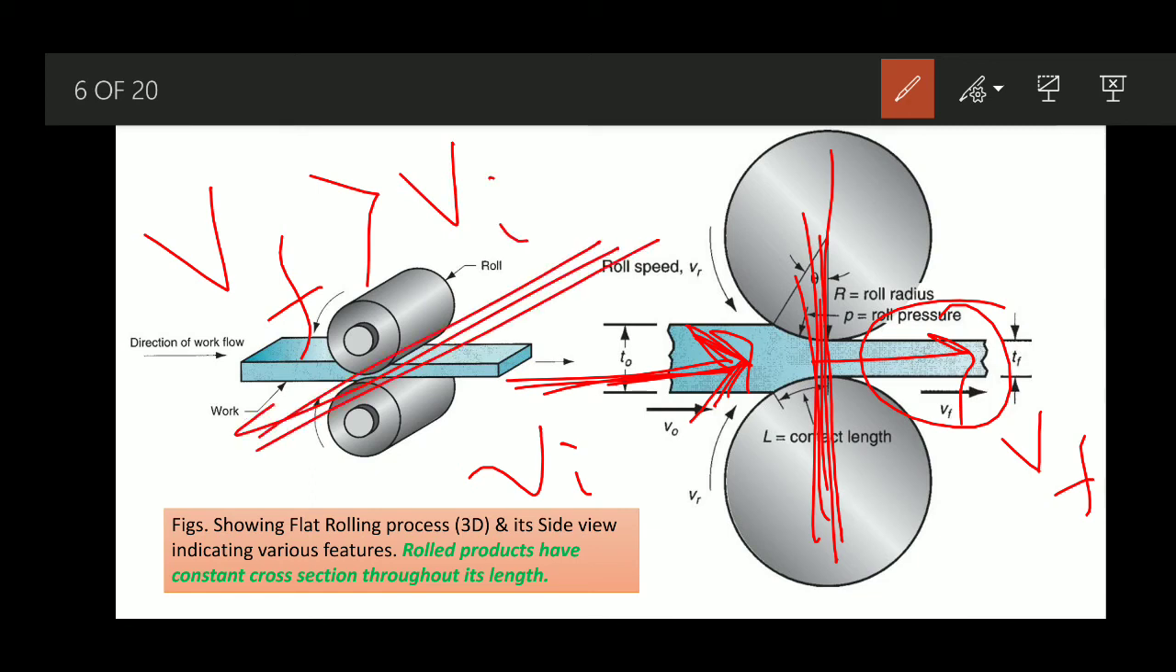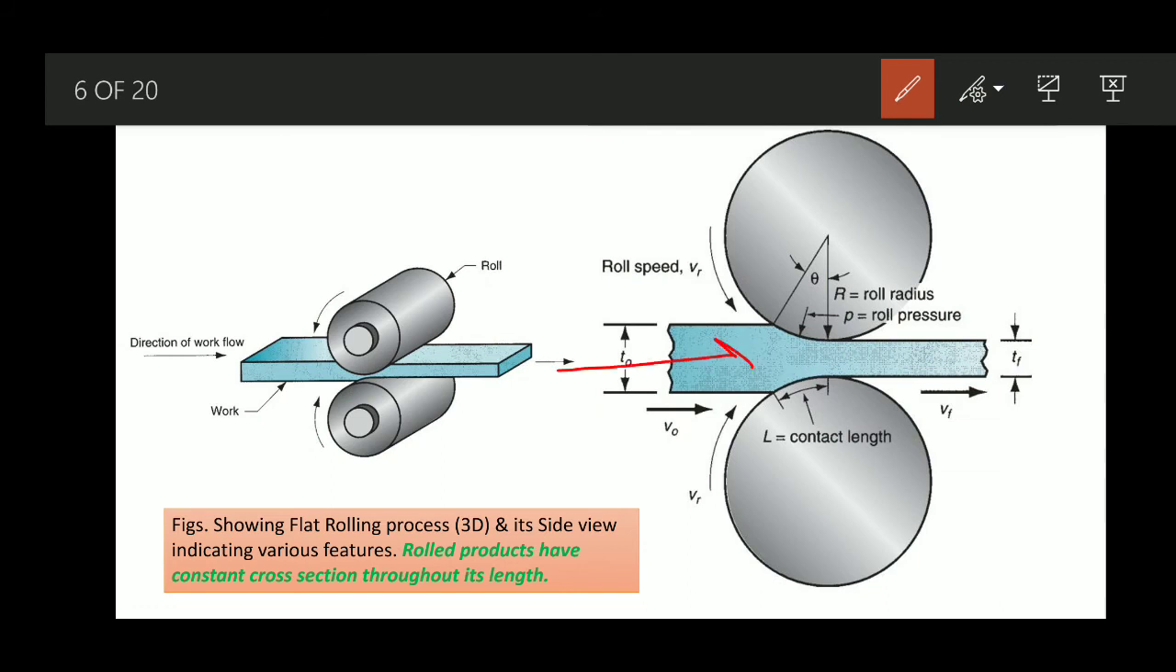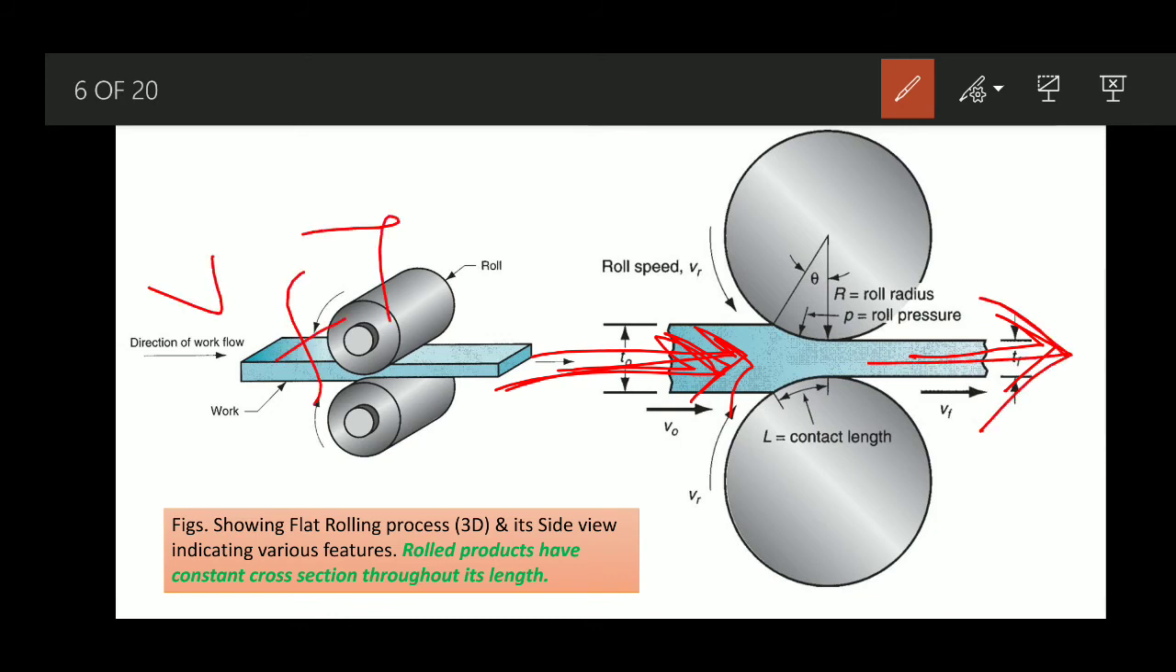Why? Because we are working on the same volume. Whatever amount is entering, there is no accumulation of any material. A similar amount of material, a similar volume, is coming out, but in a reduced cross section. So whatever is the velocity of entry, the exit velocity is more than the entry velocity.